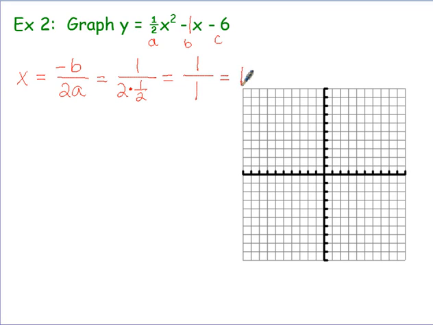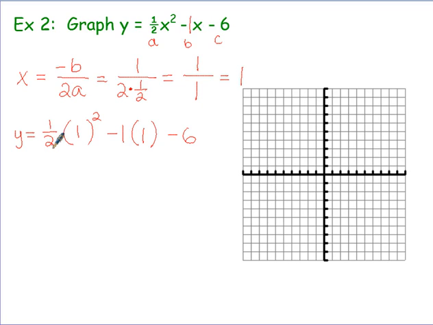Now, we got to find the other piece. That's the y. So we put this 1 here and there. So 1/2 parentheses 1 close parentheses squared minus 1 parentheses 1 minus 6. All I did was I took my 1 and put it right there and right there. Pick up your calculators.